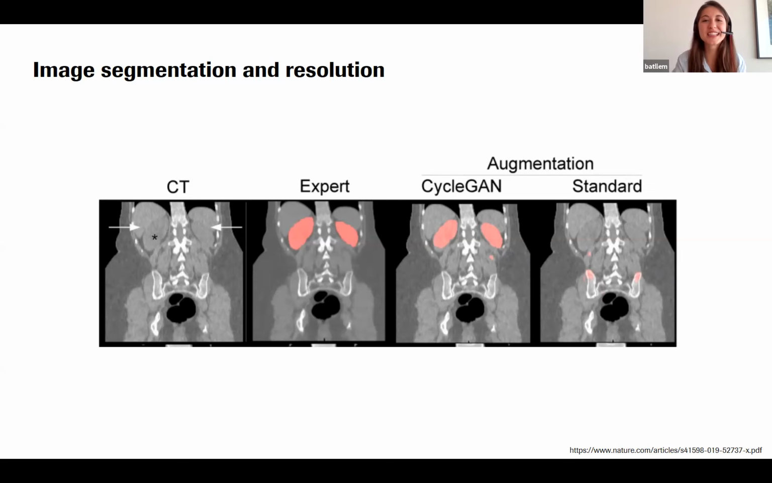Here, you can see that CycleGAN achieved a similar performance to the expert's performance in segmenting the kidney.